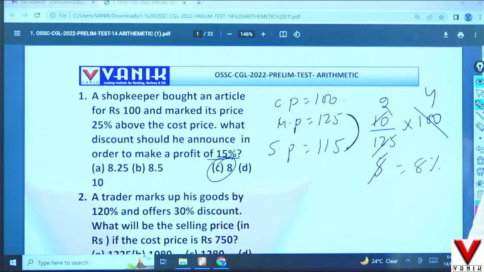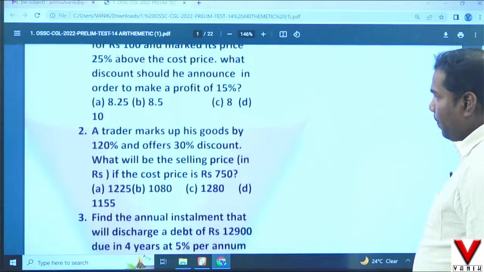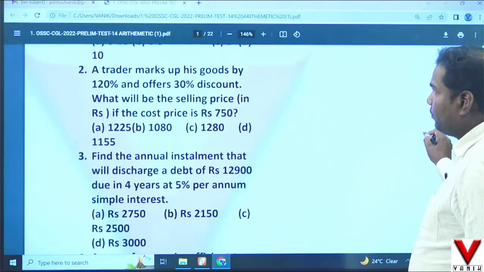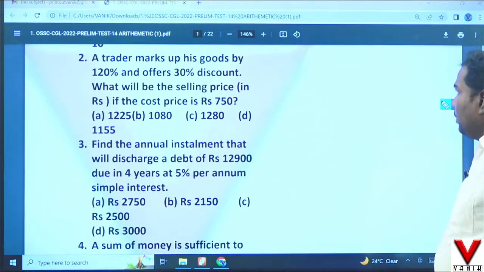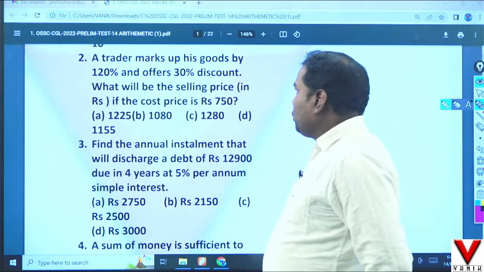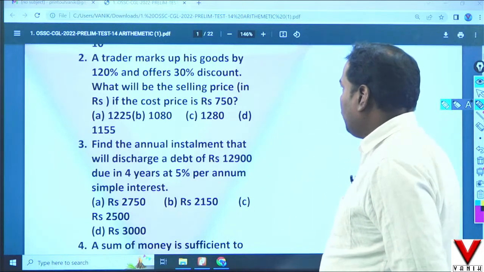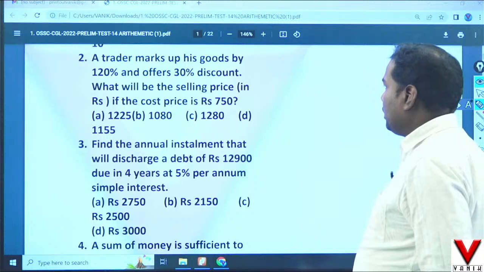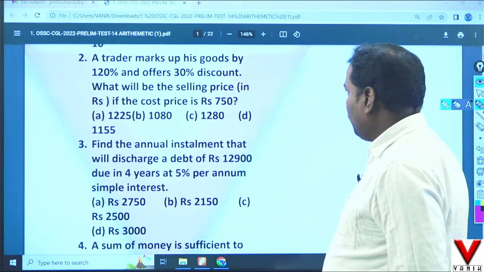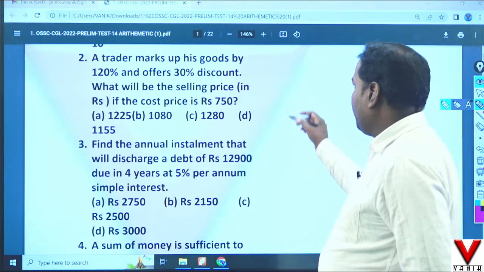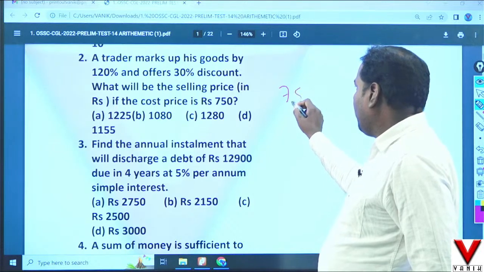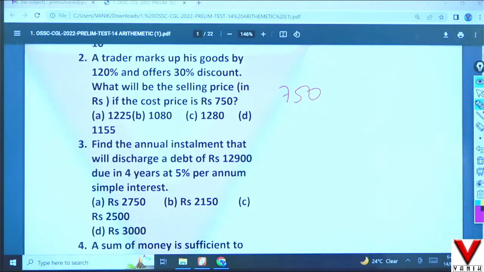Come to the next number, question number 2. A trader marks up his goods by 120% and offers 30% discount. What will be the selling price if the cost price is 750? So I write here 750. It is our cost price.